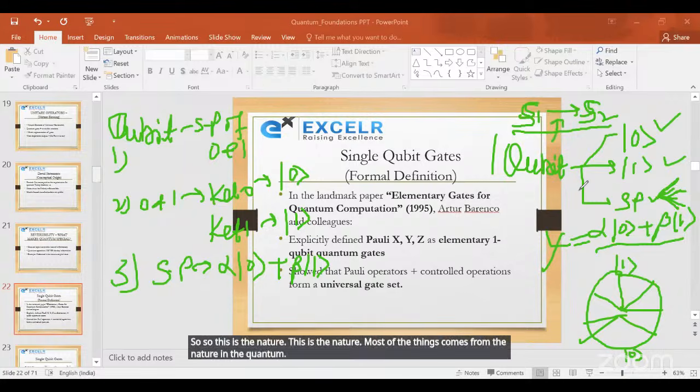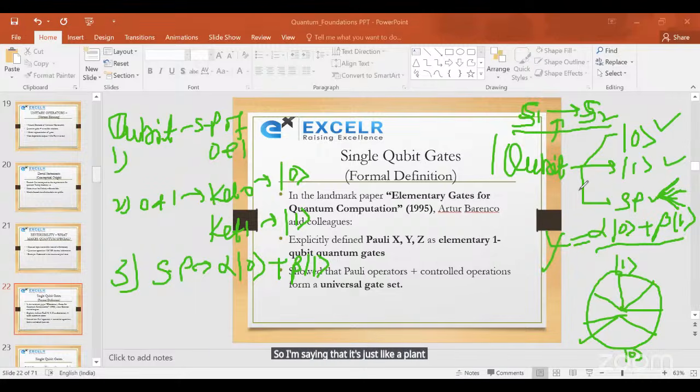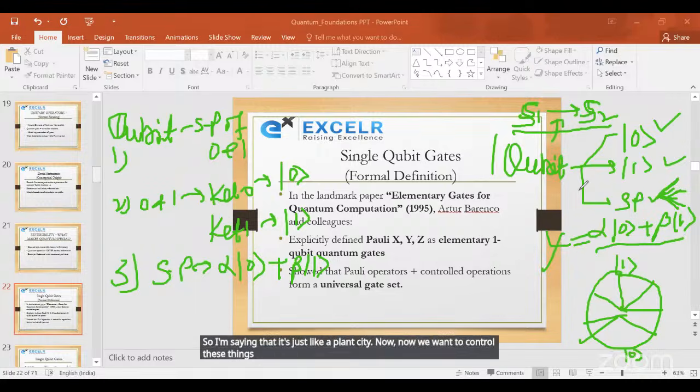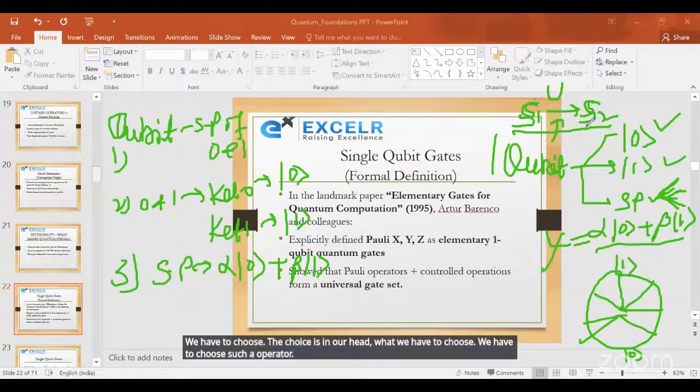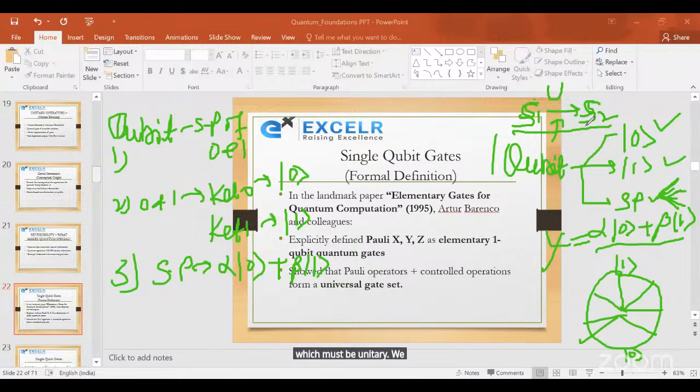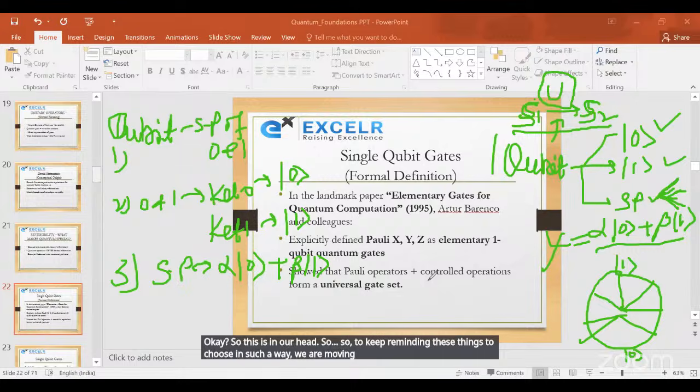It's just like a planned city. Now we want to control these things, from system 1 to system 2. We cannot let this system go from 1 to 2 randomly. No, we have to choose. The choice is in our hand. What do we have to choose? We have to choose such an operator which must be unitary, an operator which conserves the probability. So this is in our hand. To keep reminding ourselves to choose in such a way, we are moving towards the single qubit gate.